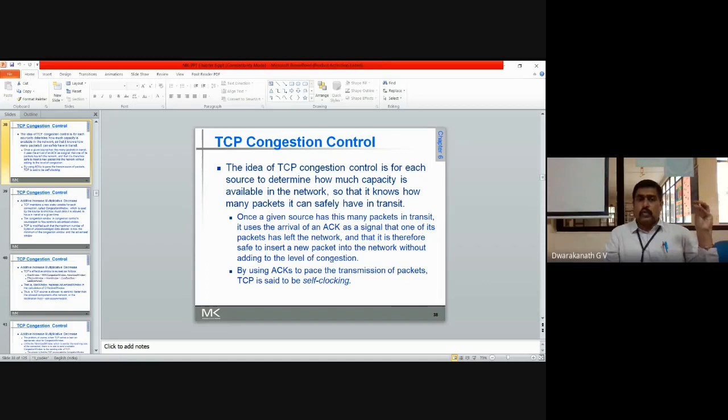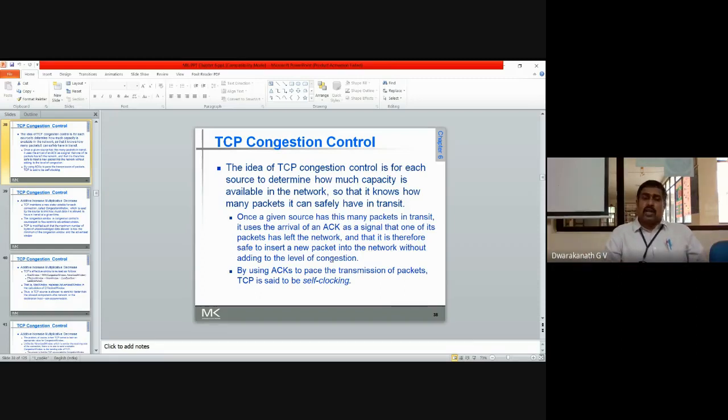So once a given source has sent some window of packets, the capacity of packets, it waits until the acknowledgement comes. We have studied this in the sliding window protocol, as a signal so that it can release new packets to the network. Now, what is safe? Assume the acknowledgement is not coming and you insert new packets into the queue, then the level of congestion will become more.